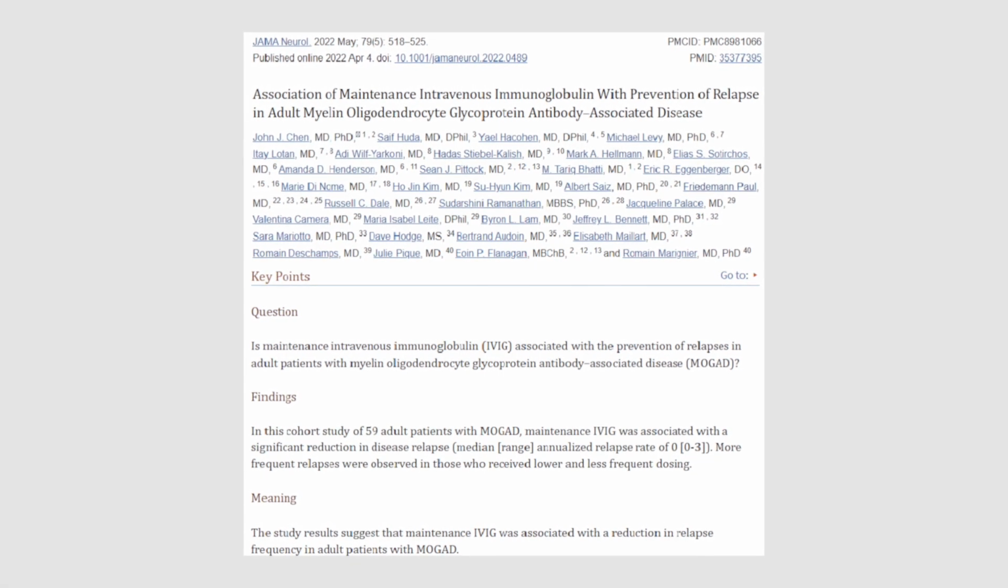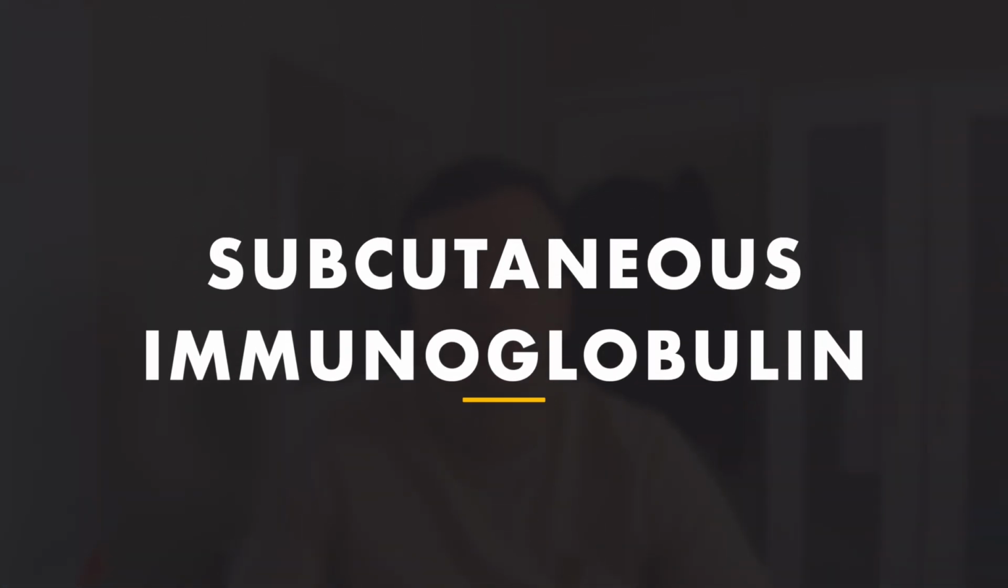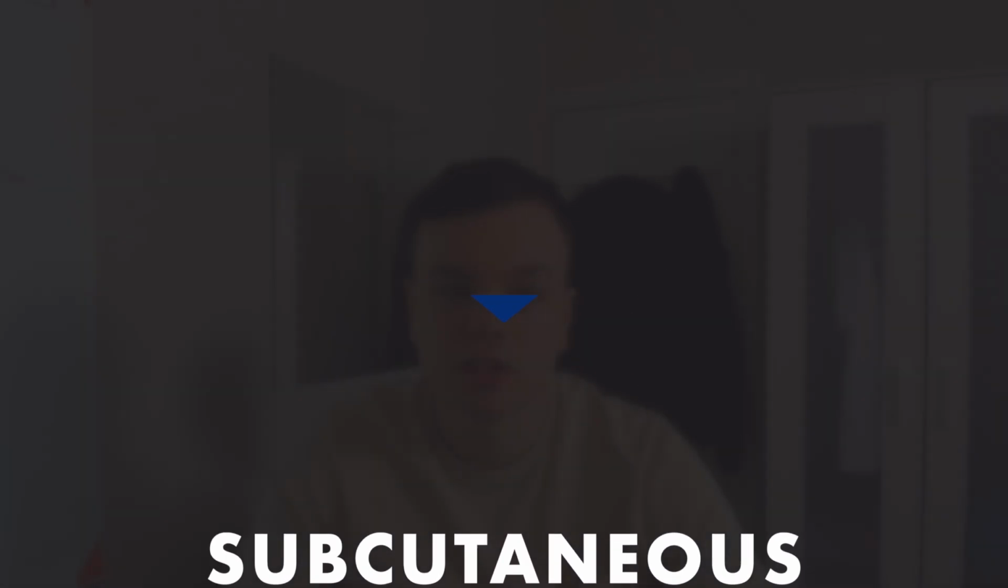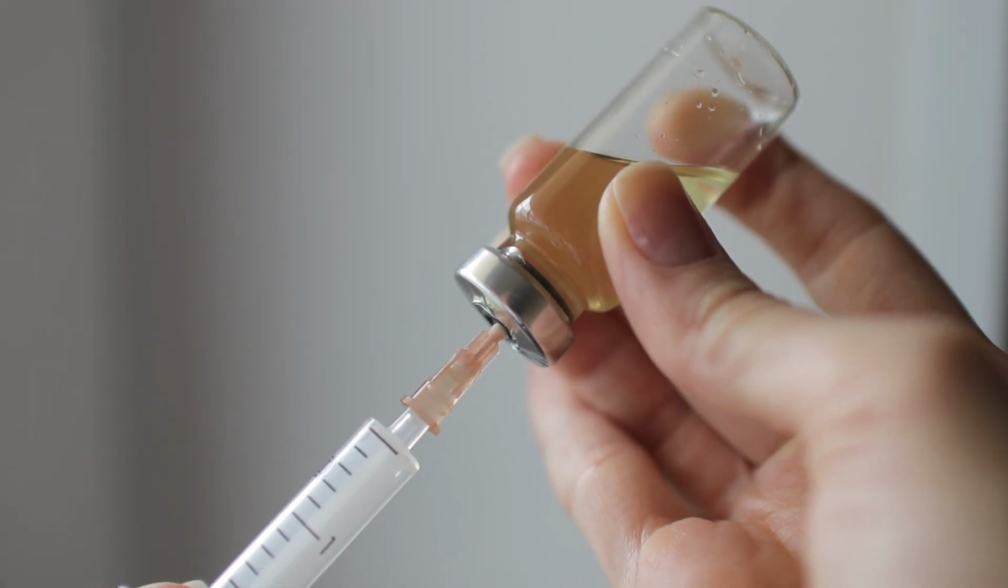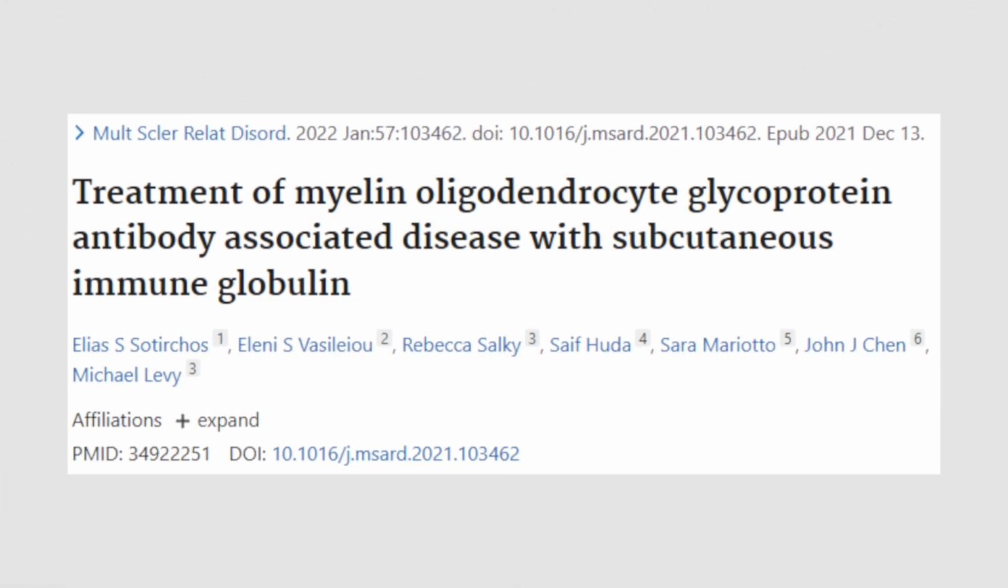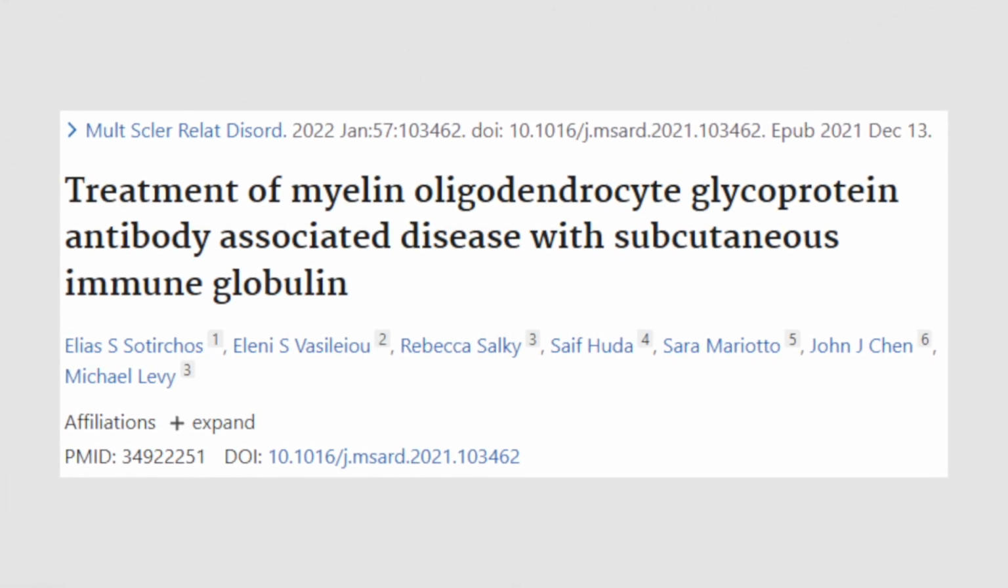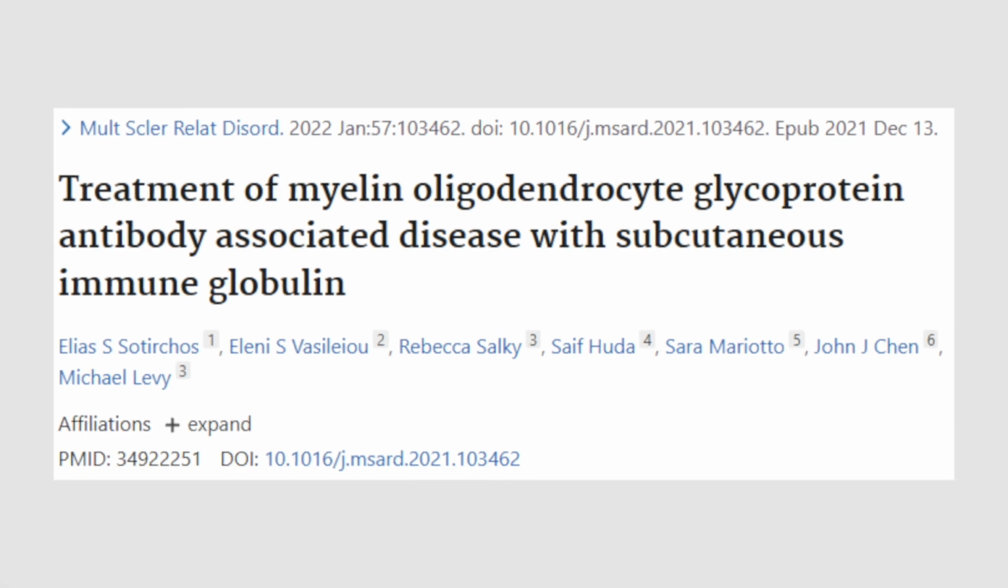However, further studies are required to confirm these findings. Next, we have subcutaneous immunoglobulin, also known as SCIG. SCIG has some potential advantages over IVIG, including the ability to self-administer the treatment at home, cost effectiveness, and lower risk of systemic adverse effects. One study showed that SCIG may be a highly effective treatment to prevent relapses in MOG antibody disease and may be considered as an alternative to IVIG. However, once again, additional studies are needed to support this.